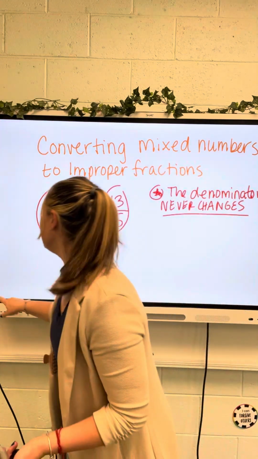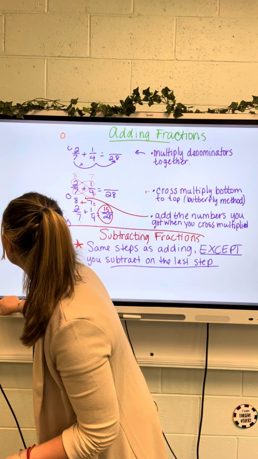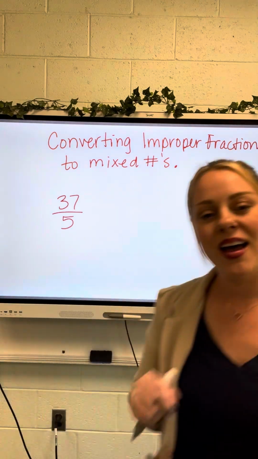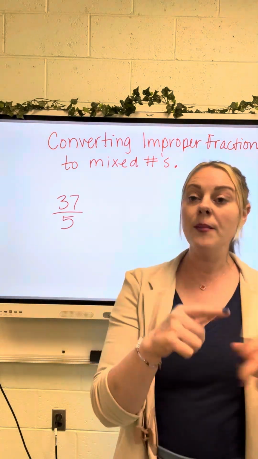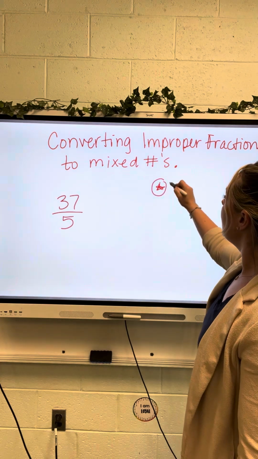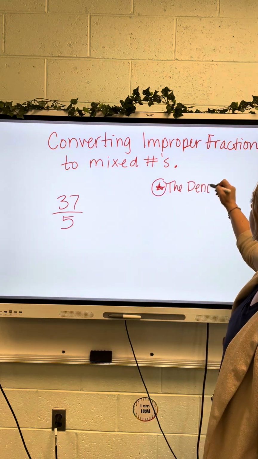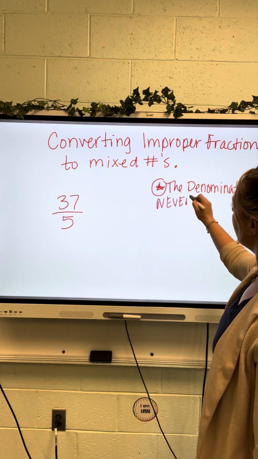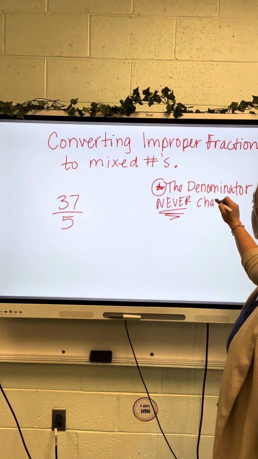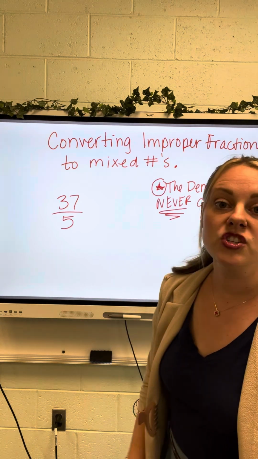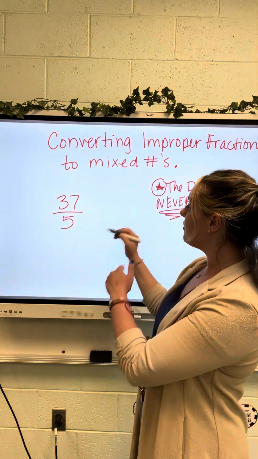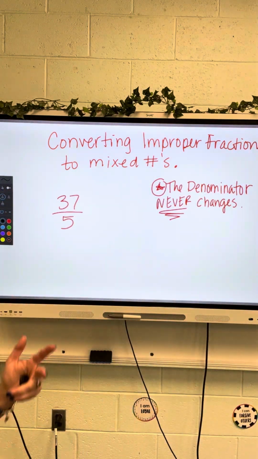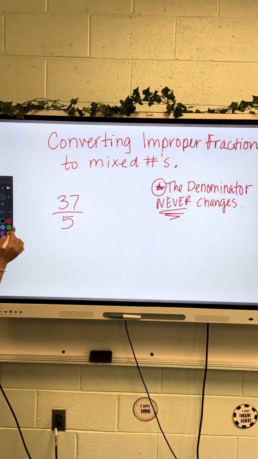All right, hopping on over to converting improper fractions to mixed numbers. I have a hack for this. I love this hack. My students love this hack. So number 1, just like I said in the beginning, the denominator never changes. So in our answer over here, whatever I get, my denominator is going to be 5. If I have to reduce it after that using the T-chart, that's a separate situation.